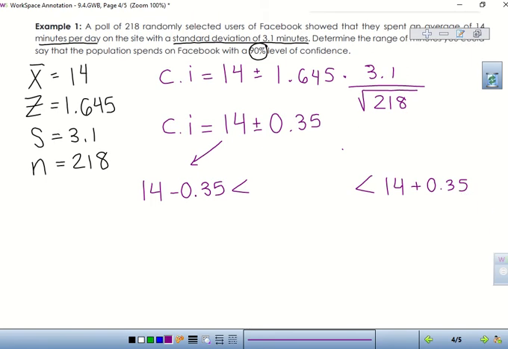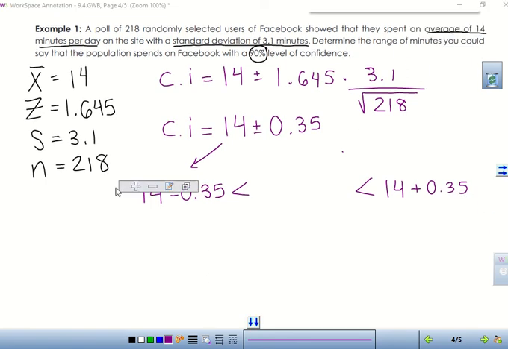So if we read through our question, a poll of 218 randomly selected users of Facebook showed that they spend an average of 14 minutes per day on the site with a standard deviation of 3.1 minutes. Determine the range of minutes that you could say the population spends on Facebook with a 90% confidence level.